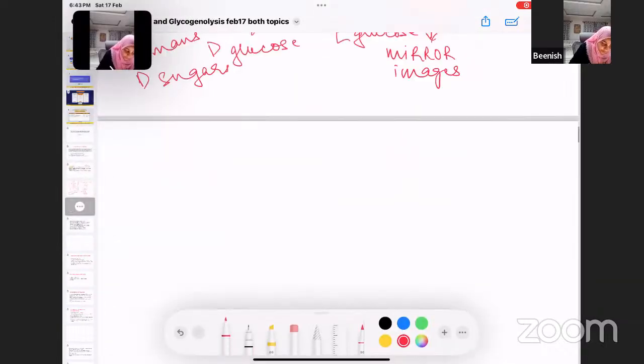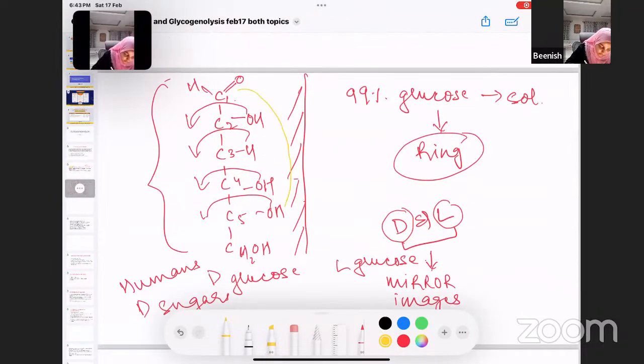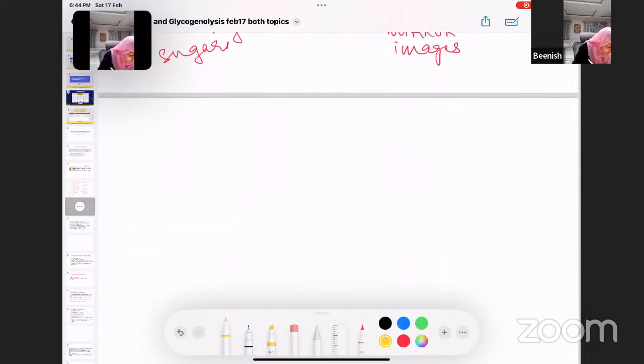I'll tell you how. Something like this will happen. Your carbonyl carbon, this carbon 1, which has the functional group, will be attacked by the hydroxyl on C5. C4 can also be involved. Actually, it can be any of the hydroxyl groups, but majorly it is C5. So this will form a ring. The oxygen of the aldehyde is shared between C1 and C5. So this will form a structure which looks something like this.